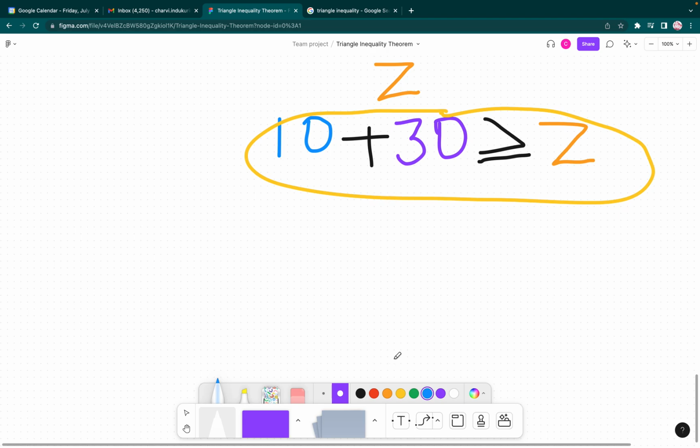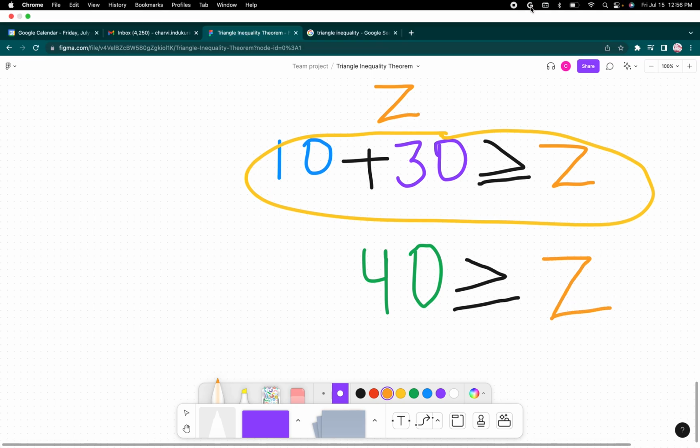Now we simplify. So what's 10 plus 30? 10 plus 30 is 40. So 40 is greater than or equal to z.